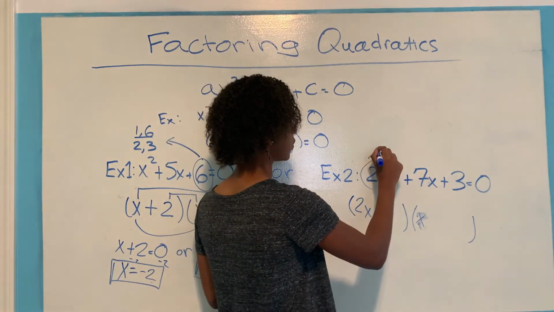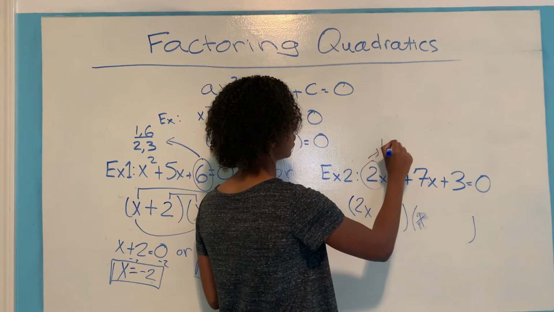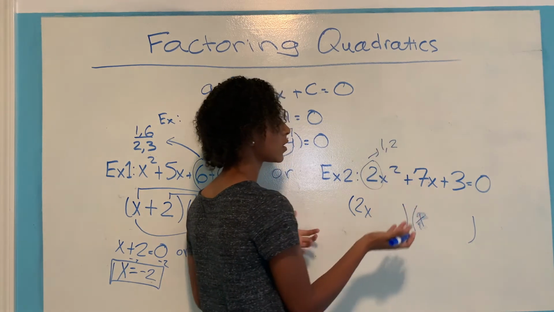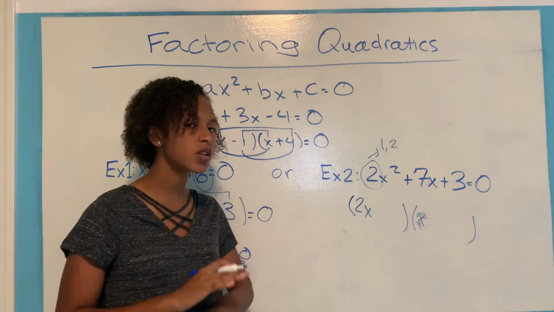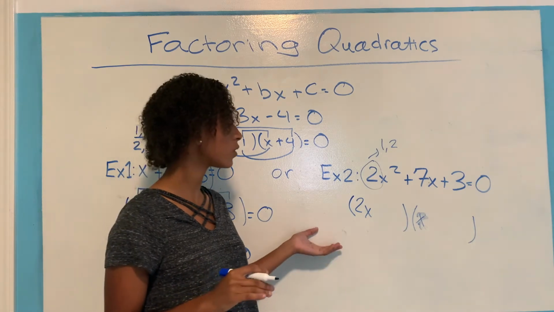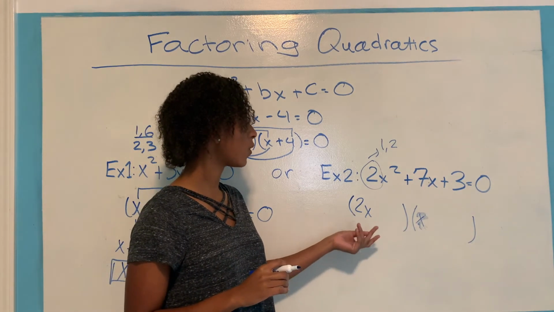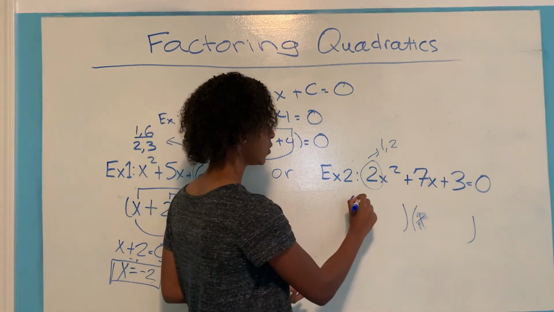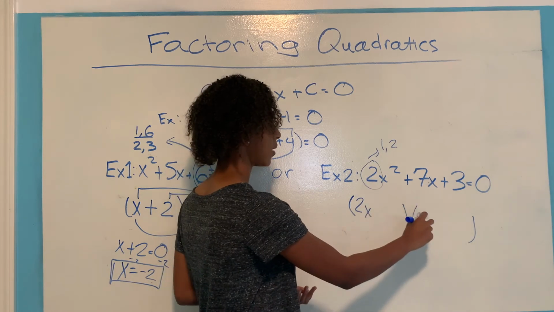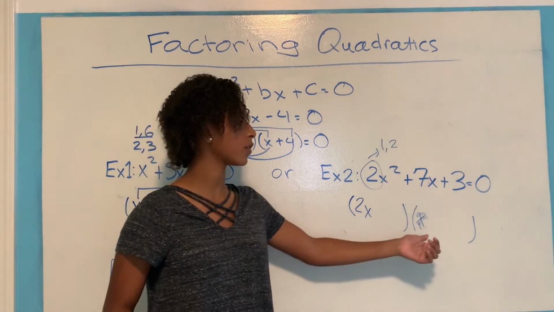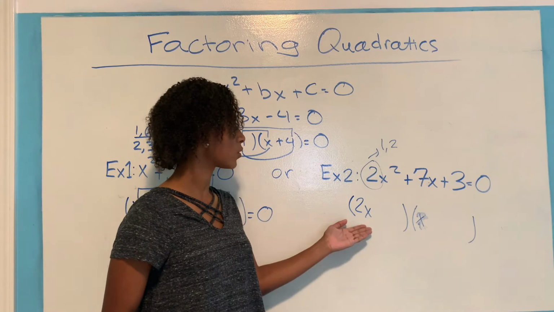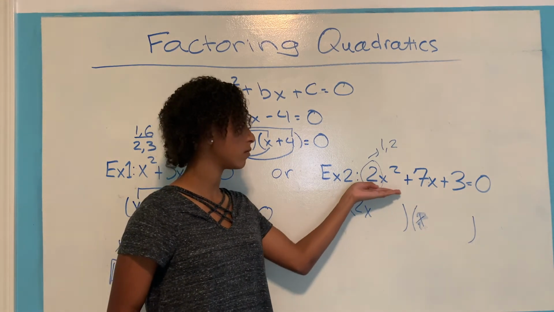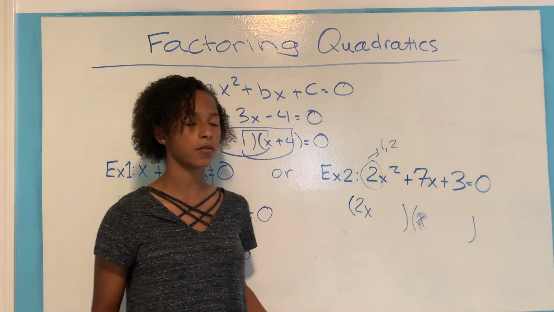So we know that the only factors of 2 are 1 and 2, and you multiply these together, and they get 2. Those are the only factors of 2. All right? So you know that it has to be 2x times x in the first and third slot, because if you multiply them together, you get this term right here, which is what you're looking for.